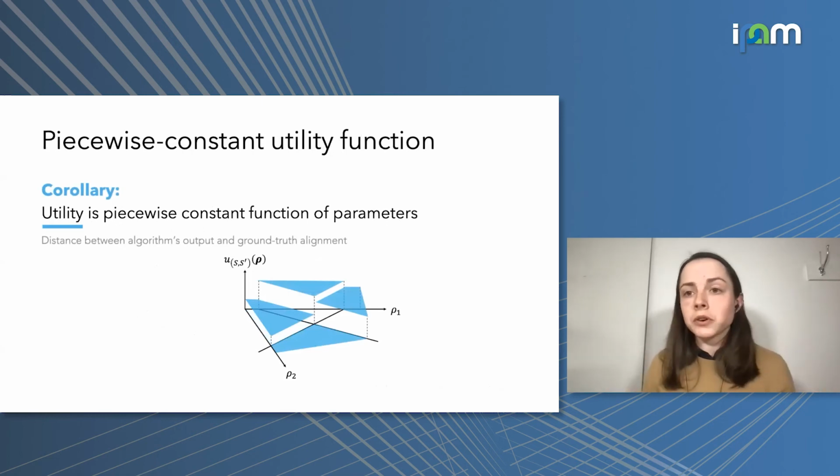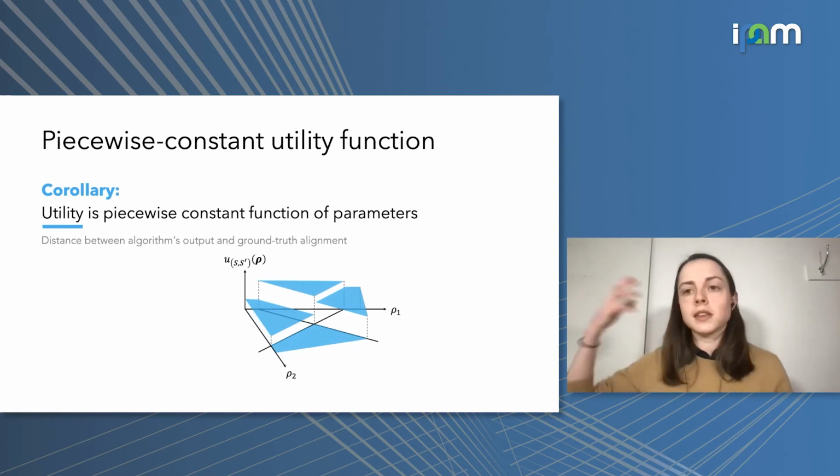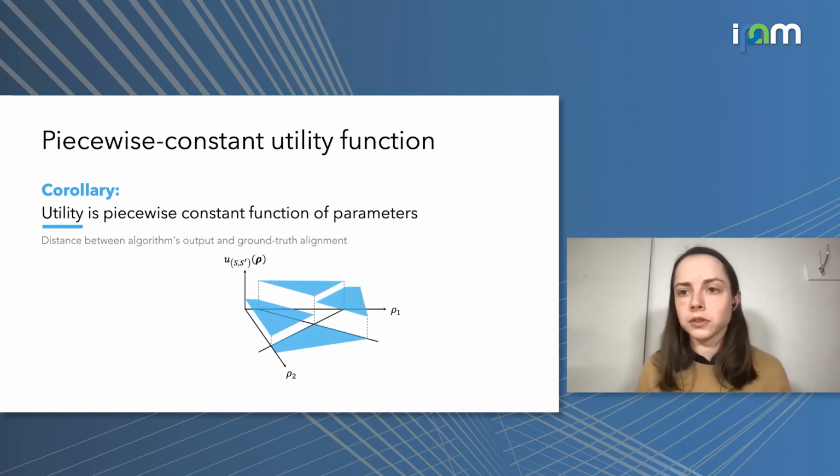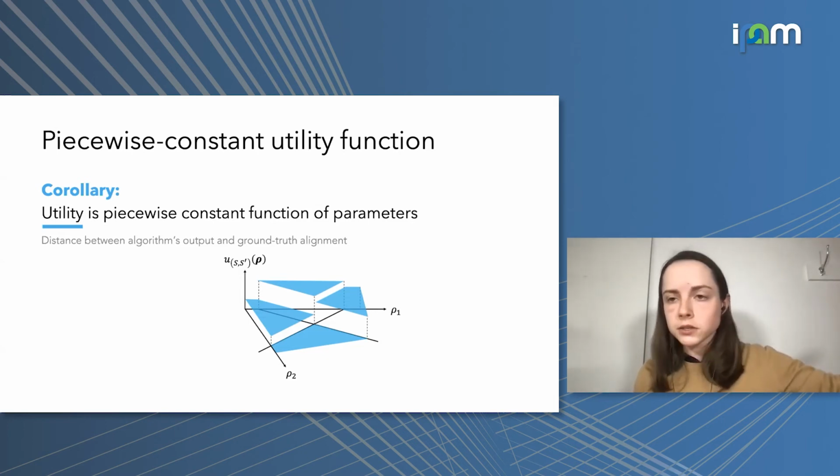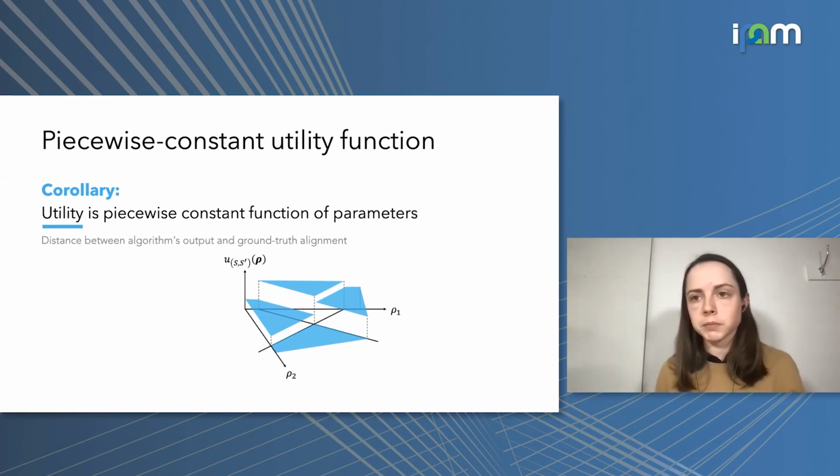An immediate corollary of this lemma is that the algorithm's utility, or the distance between the algorithm's output and the ground truth alignment of these sequences, is a piecewise constant function of these tunable parameters, using the exact same partition of the parameter space as in the previous slide.